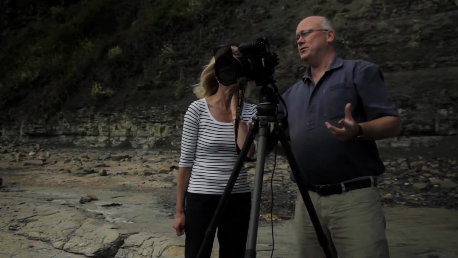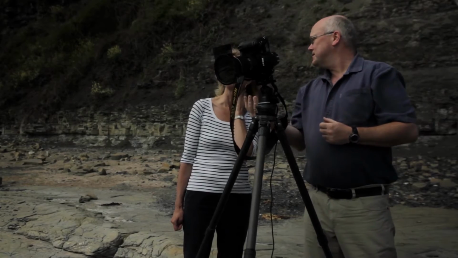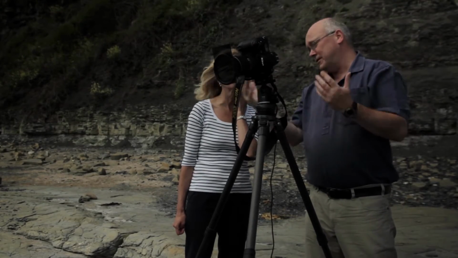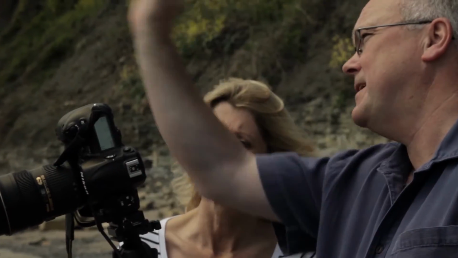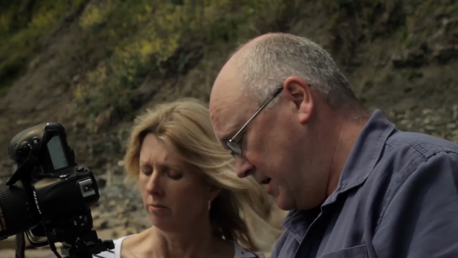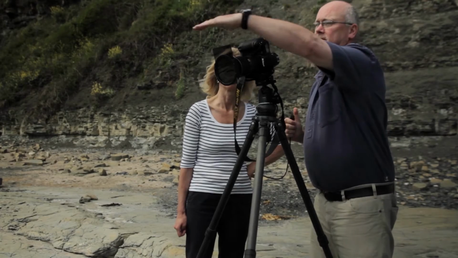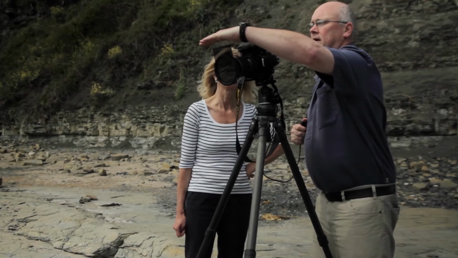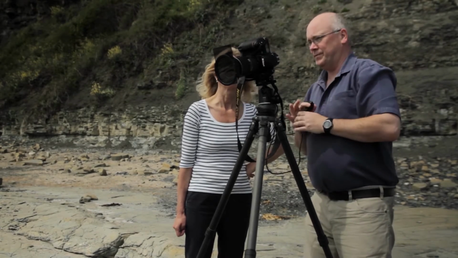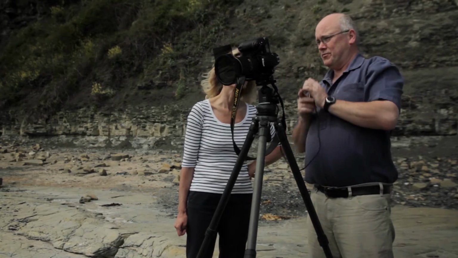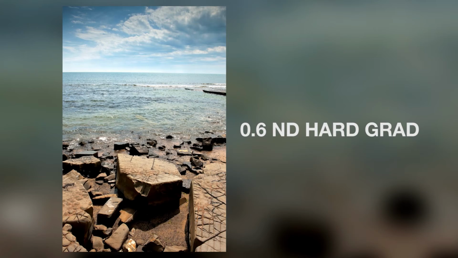Now what the Grad is doing, in effect, is darkening the sky. The sky was 2 stops brighter than our foreground, so the filter is making the sky 2 stops darker than it really is, and you're balancing the exposure of the foreground with the sky. So all we need to do is mirror up, protect the lens and the filter, and fire. And then on the back of the screen you can now see that the foreground is the same as the sky, purely by the use of the Grad.